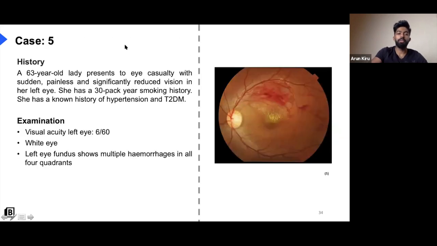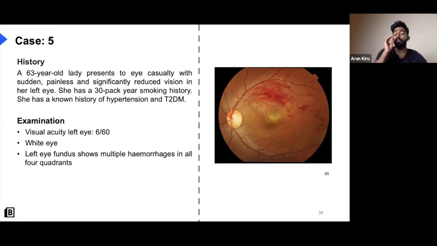Okay. So on to the final case of the day. We've got a few short cases at the end, but this is the final kind of case with a question. So you're doing really well, guys. Last bit, a 63-year-old lady presents to eye casualty with sudden, painless, significant reduction in vision in her left eye.